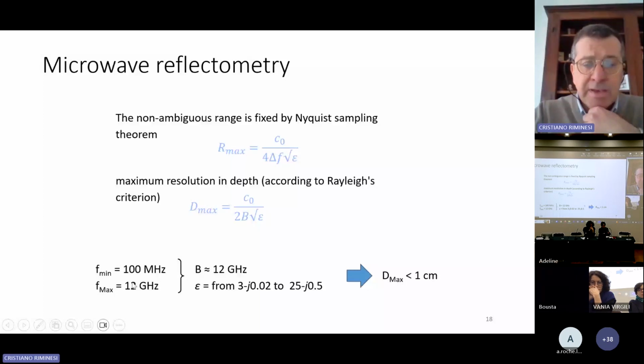So the bandwidth is 12 gigahertz, and the maximum resolution is less than 1 centimeter. These are the electromagnetic characteristics for a typical plaster in dry condition and in wet condition.